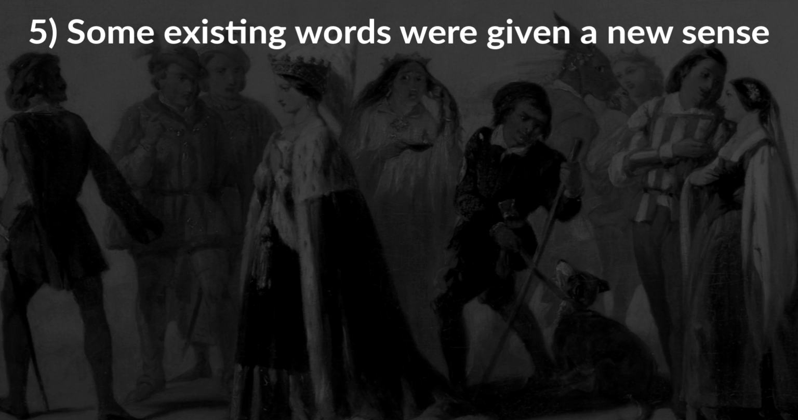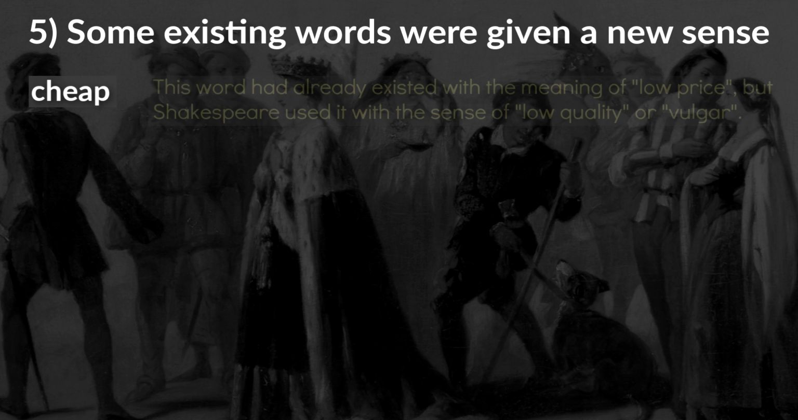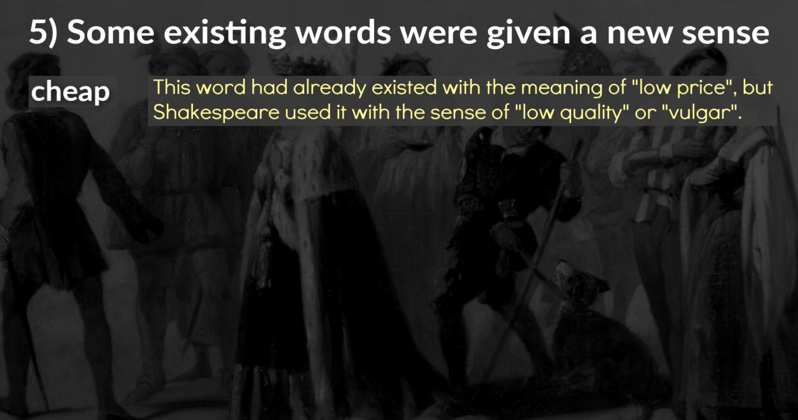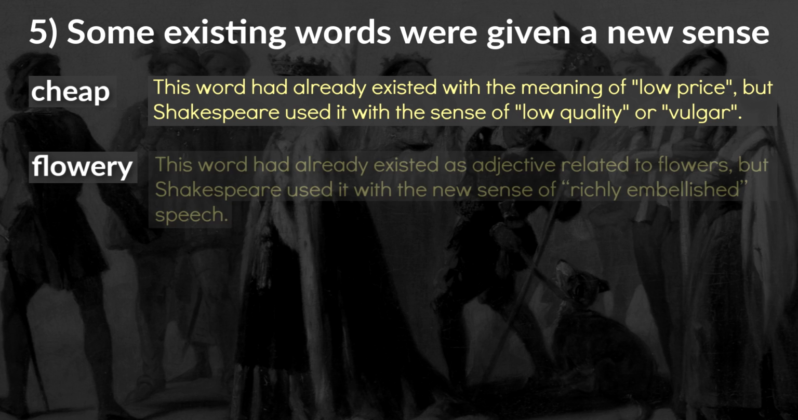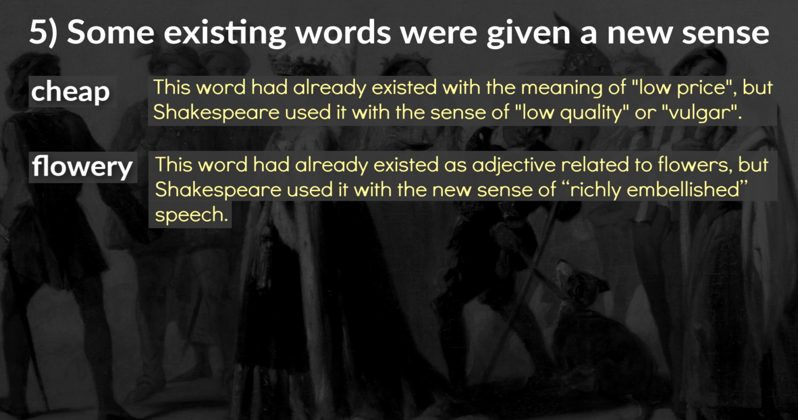Some existing words were given a new sense. Cheap. This word had already existed with the meaning of low price, but Shakespeare used it with the sense of low quality or vulgar. Flowery. This word had already existed as an adjective related to flowers, but William Shakespeare used it with the new sense of richly embellished speech, for example, using lots of fancy adjectives.